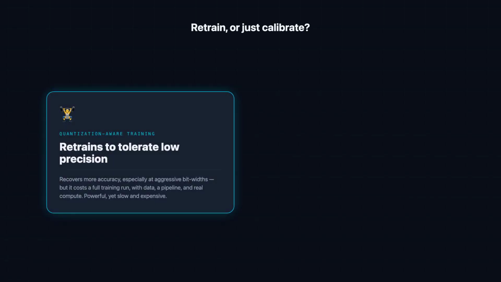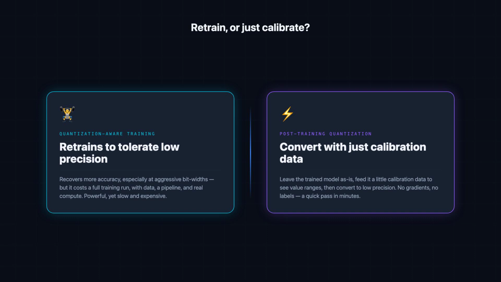First, let's place PTQ next to its main alternative. Quantization-aware training retrains the model so it learns to tolerate low precision. It recovers more accuracy, especially at aggressive bit widths, but it costs a full training run with data, a pipeline, and real compute. That is powerful, but it is also slow and expensive, and you need access to the training setup. PTQ takes a completely different route.